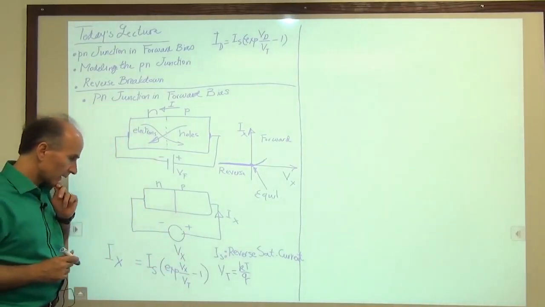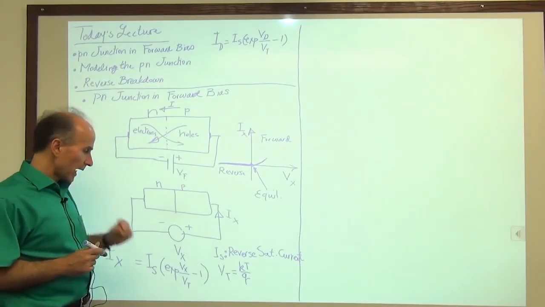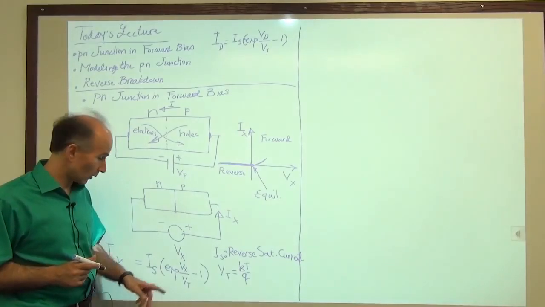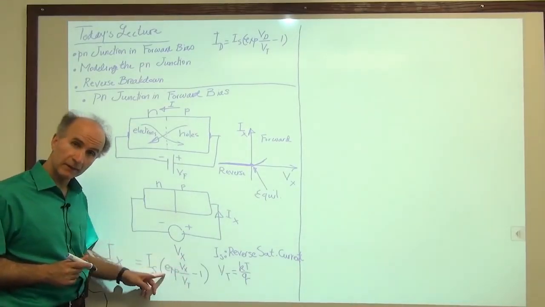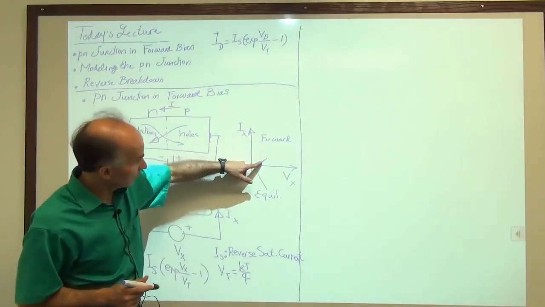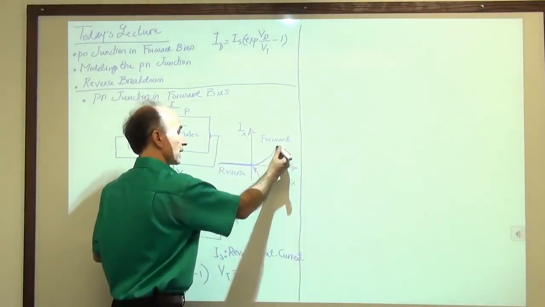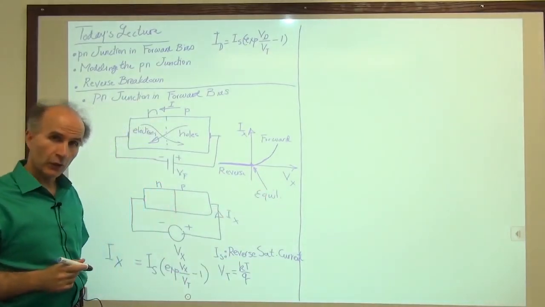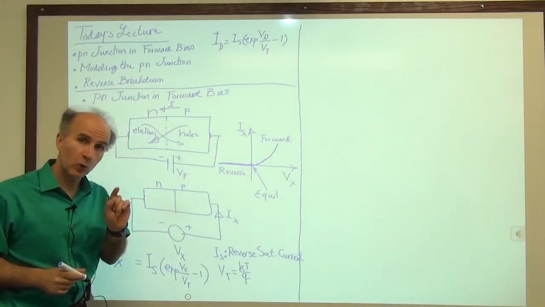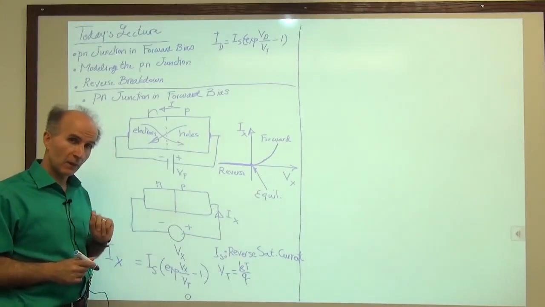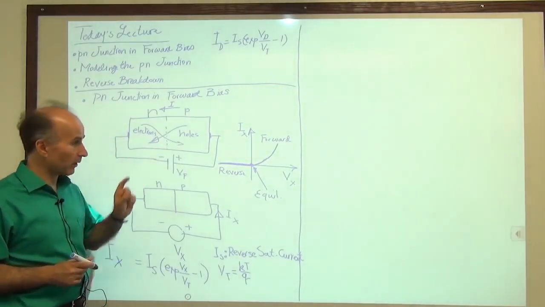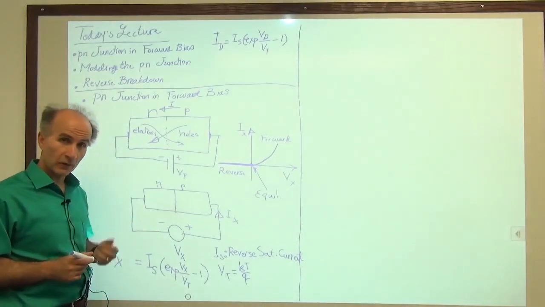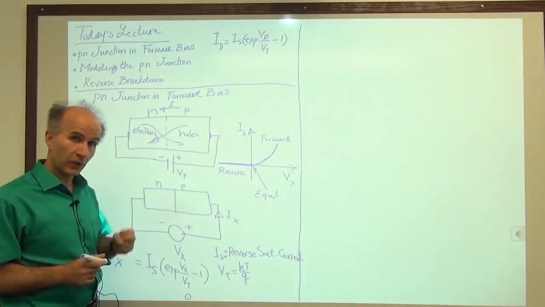All right. What if Vx becomes more and more positive? What happens? Well, this exponential grows rapidly. So we see that it grows rapidly. It becomes a sharp change in the current for a change in the voltage. So the dependence of the forward bias current through the junction upon the voltage that we have applied is an exponential function. So it's a very strong and sharp change.